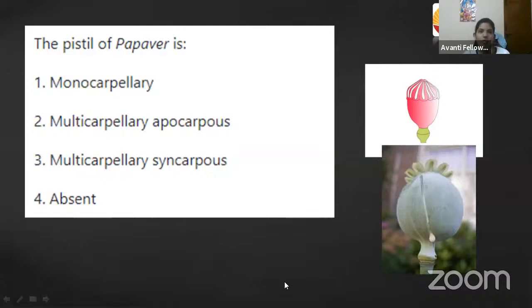See, this is what the results are. 15% of the people have chosen option A, 25% have chosen option B, 60% have chosen option C, and nobody has chosen option D.